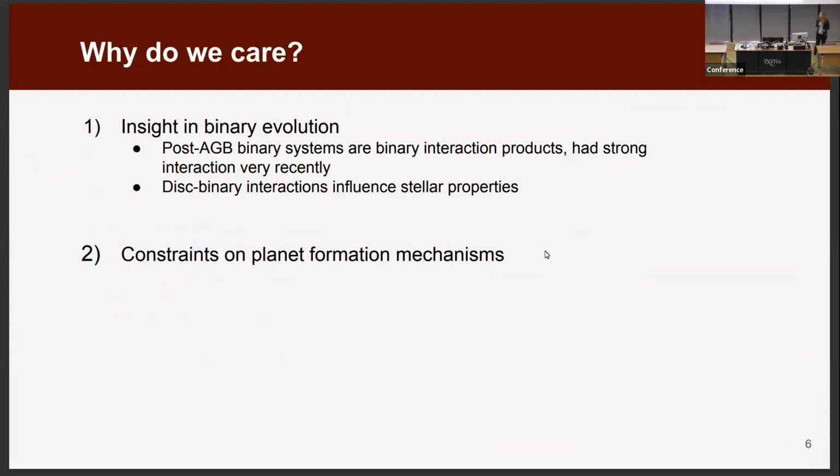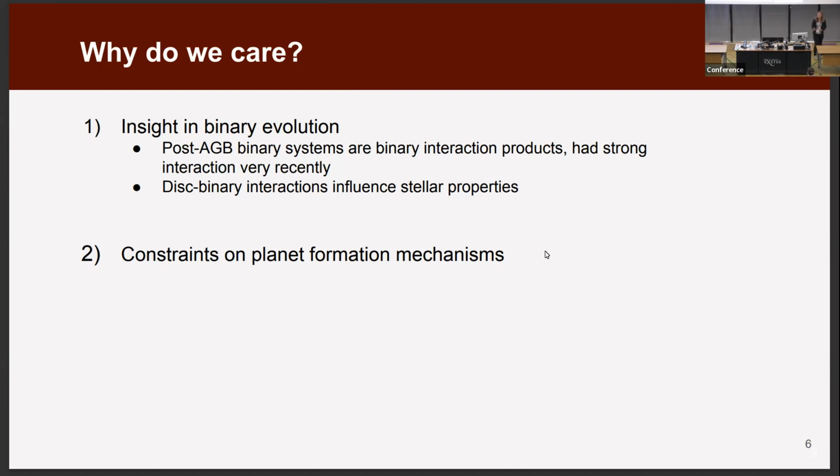So, a bit of repetition, but why do we care about these systems? First of all, they give us insight into binary evolution models. I already said that these systems are binary interaction products. So they have had very strong binary interaction very recently, and this is poorly constrained. Also, it's important to study the disk from a stellar evolution point of view, as there are disk-binary interactions, and this will influence the stellar properties. For example, it will prolong the lifetime of a post-AGB star.